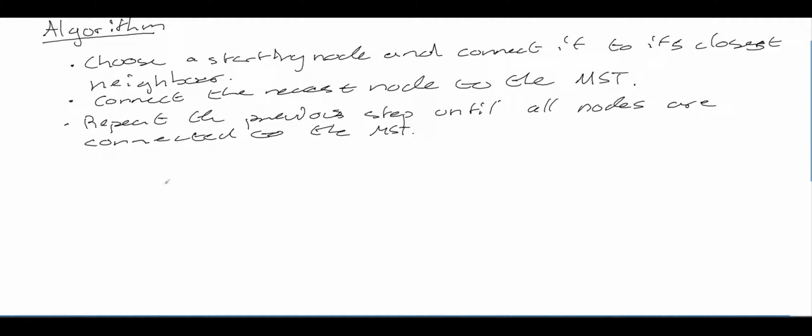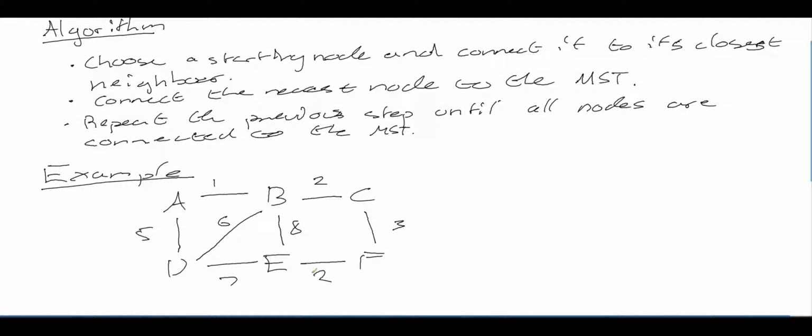Okay, so what I'm going to do now is go through an example which will hopefully make this a lot clearer. Okay, so what I've got here is a weighted graph. So let's first of all choose A as our starting node. So I'll write down A in our new minimum spanning tree over here. And the first step of our algorithm is to connect A with its closest neighbour.